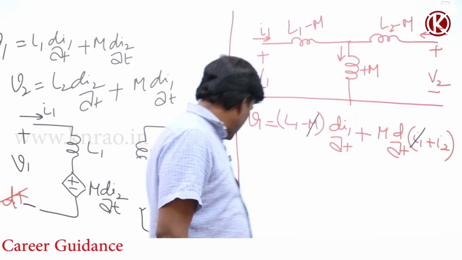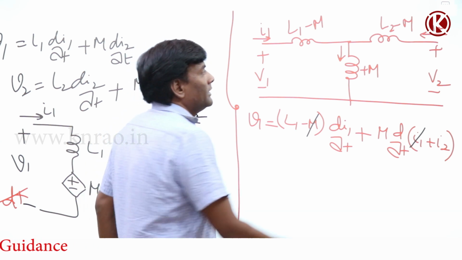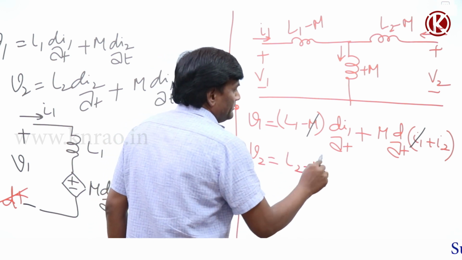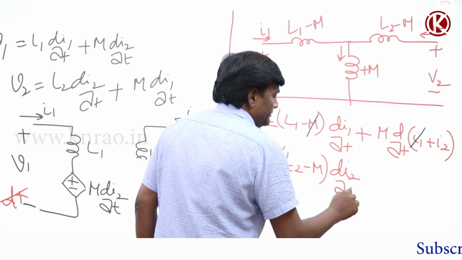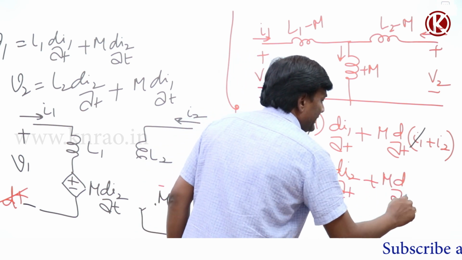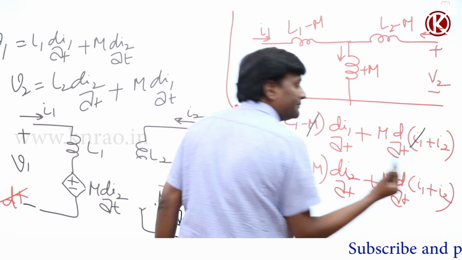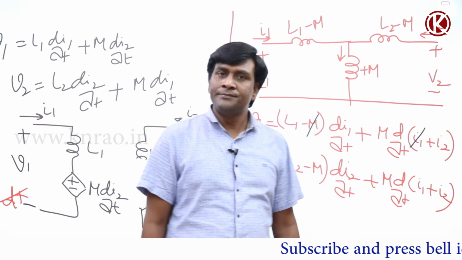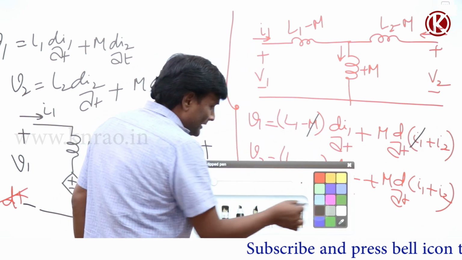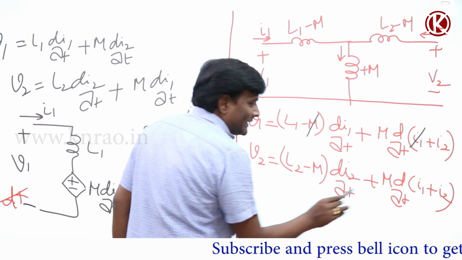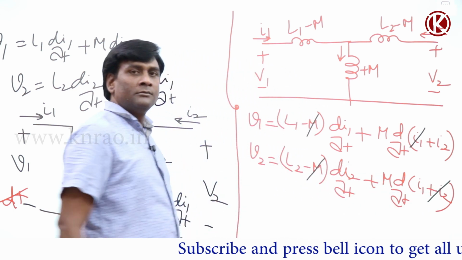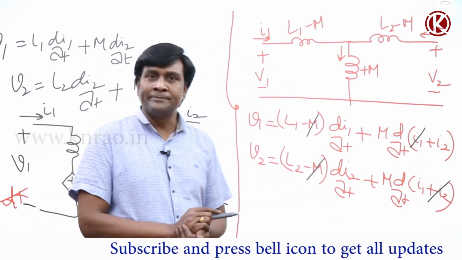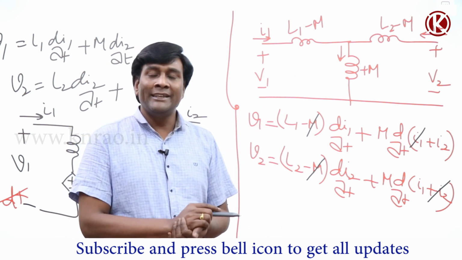Now let us try the other side. If I write the equation, minus V2, or V2, equals (L2 minus M) di2/dt plus M d/dt of (I1 plus I2). Now what can be cancelled here? Minus M di2/dt plus M di2/dt. Same equation we got: L2 di2/dt plus M di1/dt. So this is going to be the T model in the aiding condition.